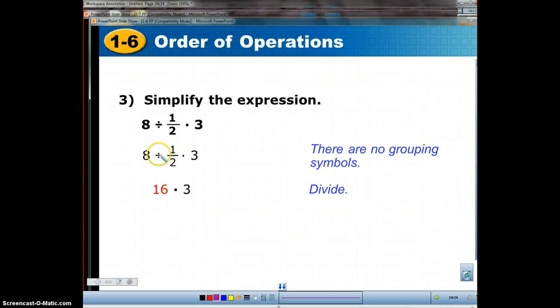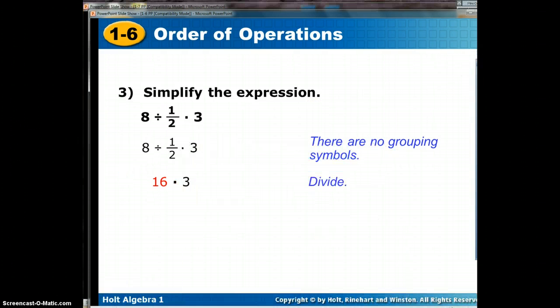Dividing by this fraction is the same as multiplying by its reciprocal. The reciprocal of 1/2 is 2. 8 times 2 gave me a 16 here. So we're going on with this problem then. Finally, 16 times 3 is 48, and we're done.